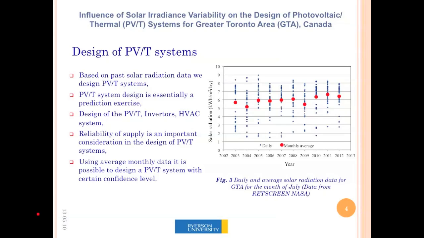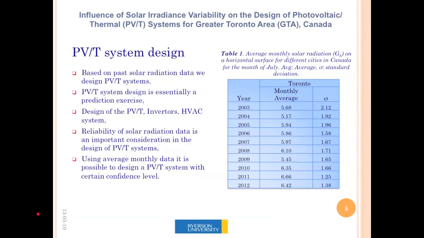Because designing a PV system or a PVT system is actually a prediction exercise, right? Using the past weather data, we are trying to design a new PV or PVT system. That means we are incorporating some uncertainties. So how large is that uncertainty? We can use some statistical analysis and find this variation when we take average data.